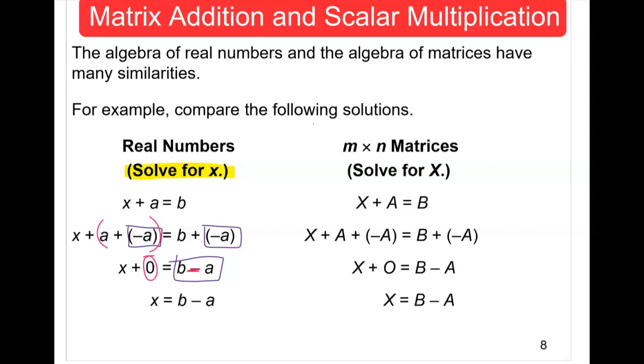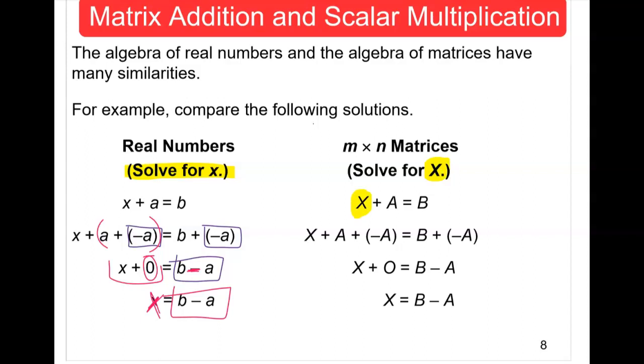So then what is x plus 0? That will just be x, because 0 is the additive identity. And then the result is b minus a. We will use the same idea with matrices, and here we are going to solve for matrix X.